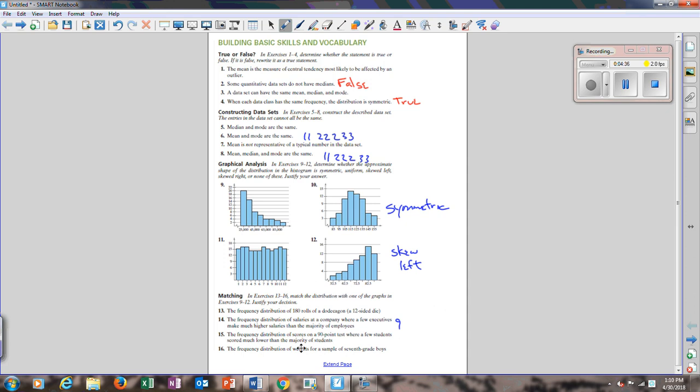Okay. Number 16, the frequency distribution of weights for a sample of 7th grade boys. That would probably be like number 11. You're going to have some boys that weigh a little more, but generally they all fall within the same range.